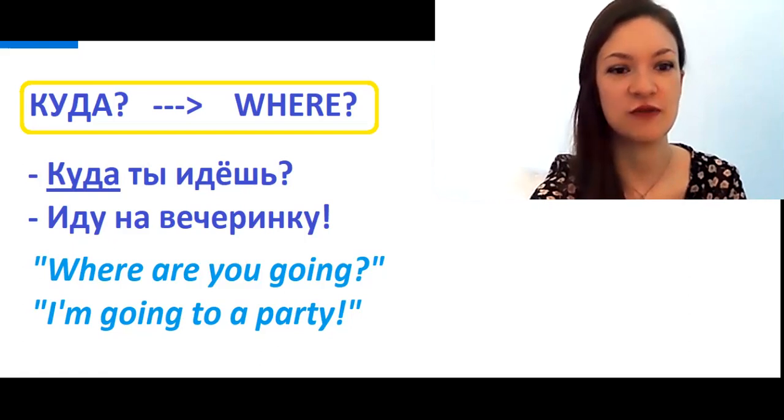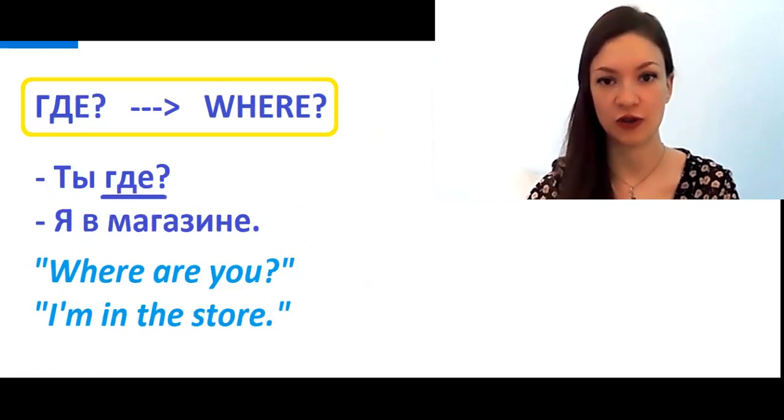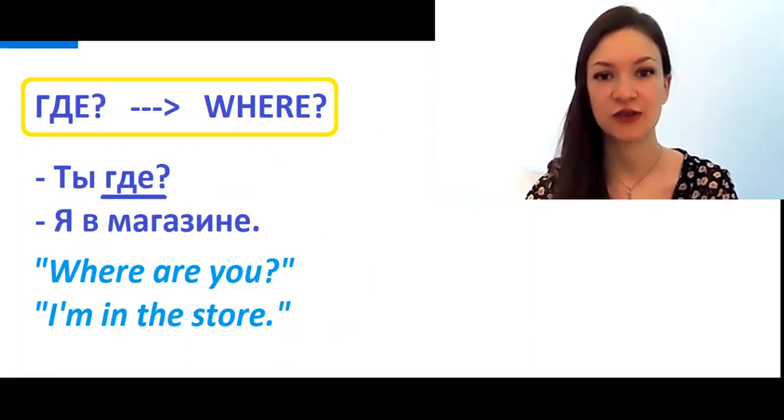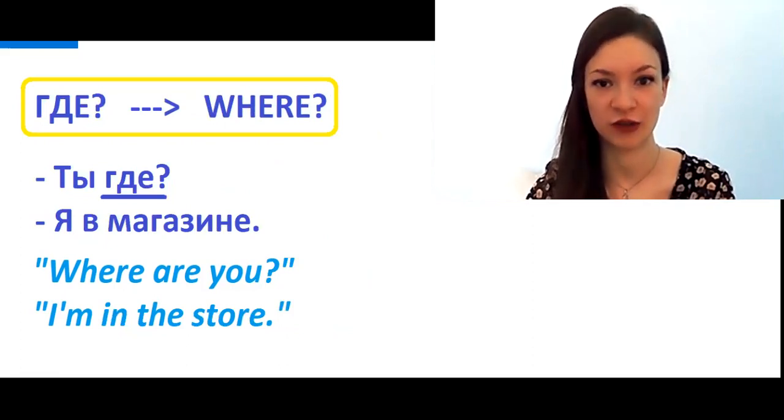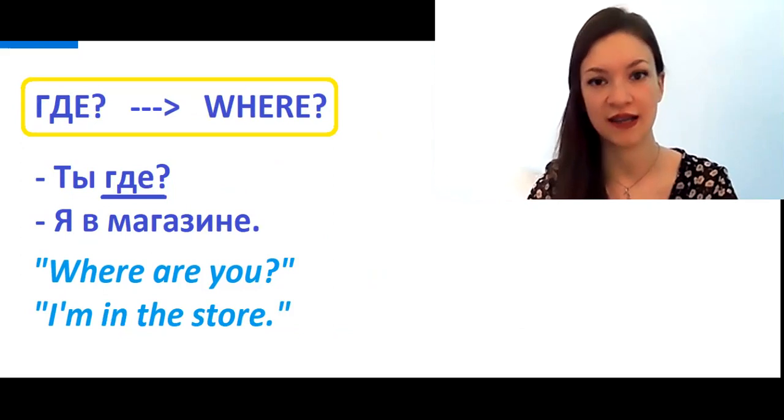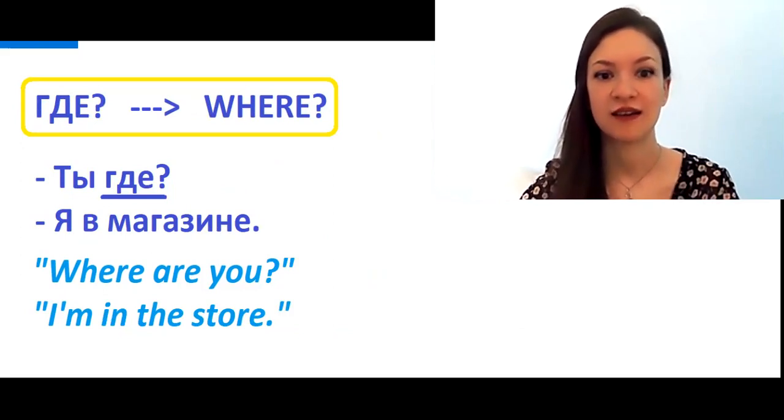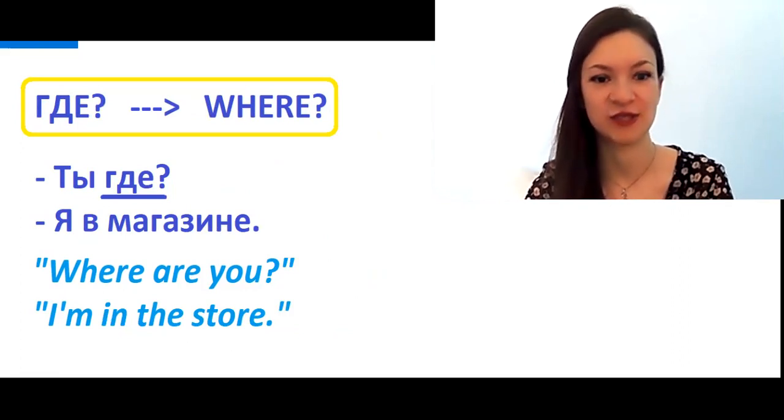And if you want to say where and you talk about static things, you say где in Russian. But in English, куда and где, there is no difference. You in English just say where. So please listen to my example.